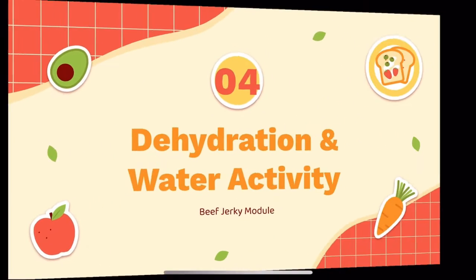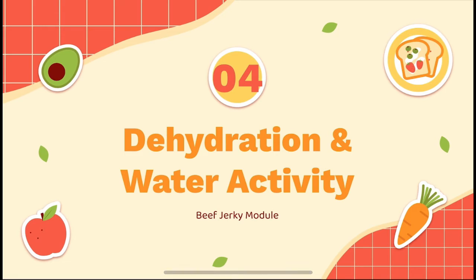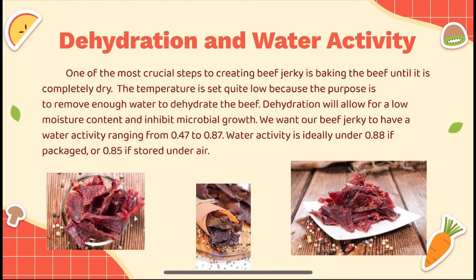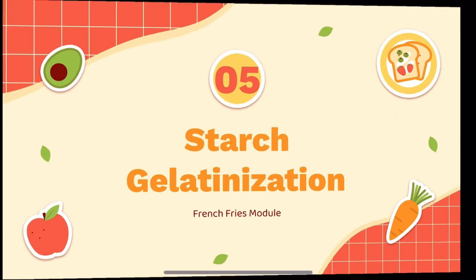Our fourth concept is dehydration and water activity from our beef jerky module. One of the most crucial steps to creating beef jerky is baking the beef until it's completely dry. The temperature is set quite low because the purpose is to remove enough water to dehydrate the beef. Dehydration will allow for a low moisture content and inhibit microbial growth. We want our beef jerky to have a water activity ranging from 0.47 to 0.87. Water activity is ideally under 0.88 if packaged or 0.85 if stored under air.